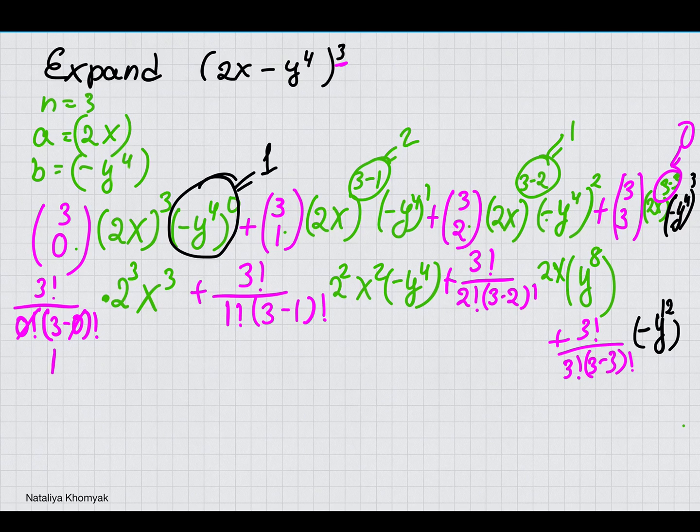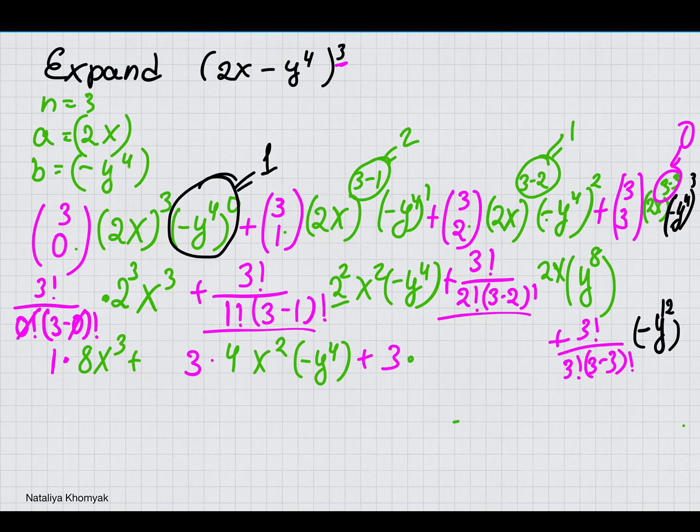The first coefficient becomes 1 times 2 times 2 times 2, 8x to the 3, plus. This will simplify into 3 times 2 times 2, which is 12, x to the second times negative y to the fourth. This will simplify into 3 also, times 2x y to the 8, plus this will be 1 times negative y to the 12.